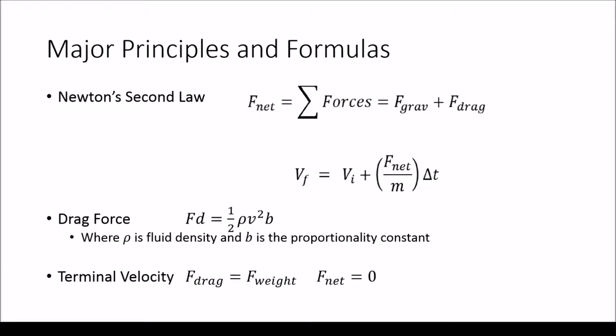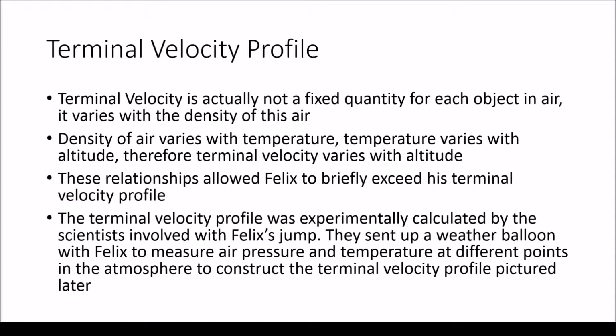Major principles used in this lab include Newton's second law, the formula for drag force, as well as the conditions that cause terminal velocity. Unlike in Lab 2, we include the fluid density, rho, in the drag equation, as the air density varies significantly throughout the atmosphere. This variable air density causes a variable terminal velocity as well, and helps us build Felix's terminal velocity profile. The data used to set up this profile was gathered by a weather balloon sent up with Felix. Air pressure and temperature data was sent to scientists on the ground who constructed the terminal velocity profile.